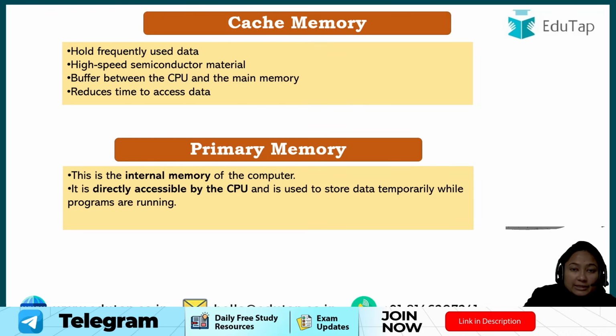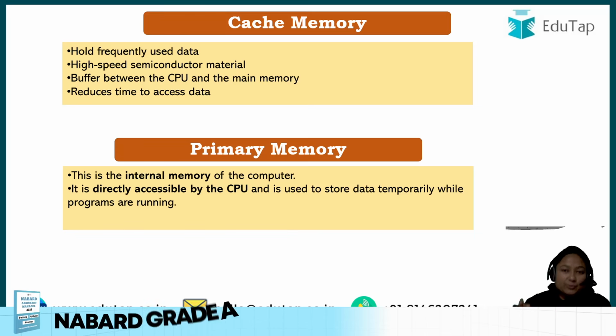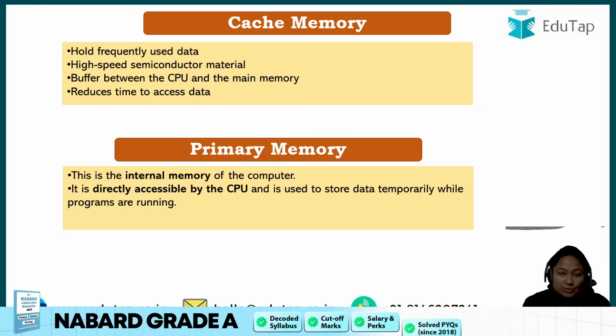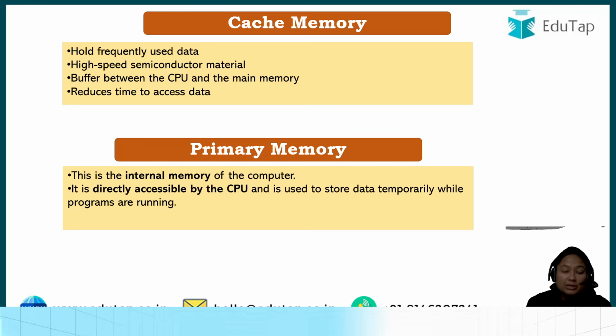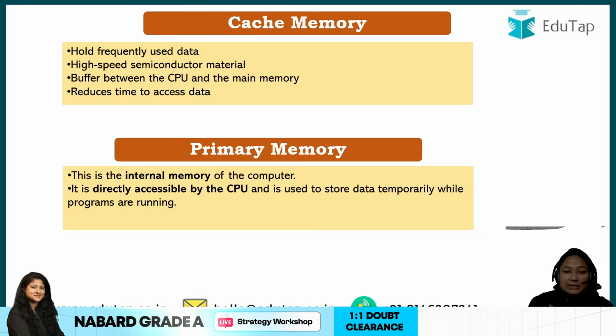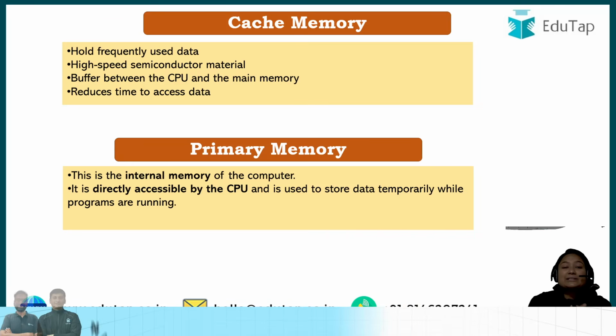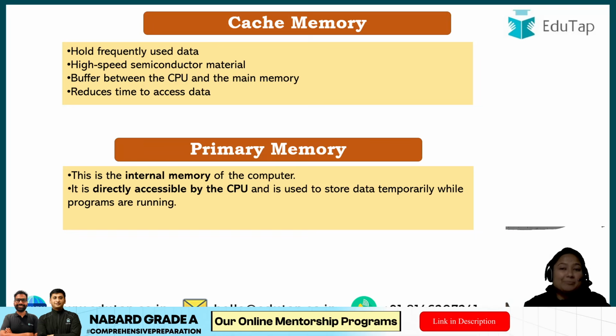Next we have cache memory. Cache memory is basically like the chips in our example. It is used for frequently used data, the data that is used most. For that your computer will create a shortcut, and that is basically cache memory. We usually use semiconductor material for this kind of memory, and it is the buffer between your CPU and main memory.